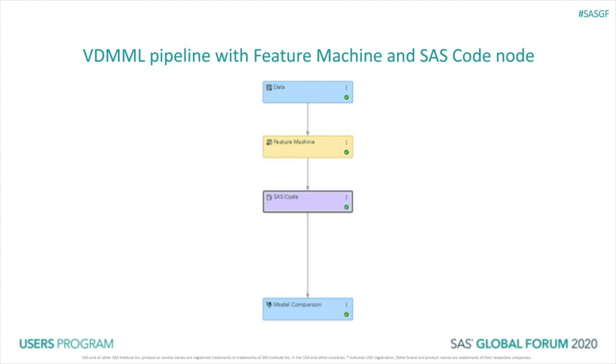The feature machine node is used to generate new features by performing variable transformation to improve data quality and improve model accuracy. The new features are generated to fix data quality issues like high cardinality, high kurtosis, high skewness, low entropy, outliers, and missing values.